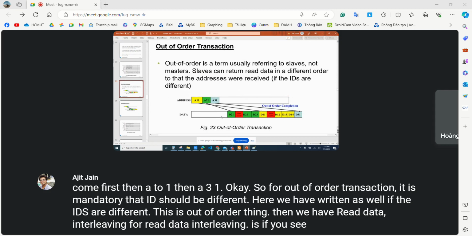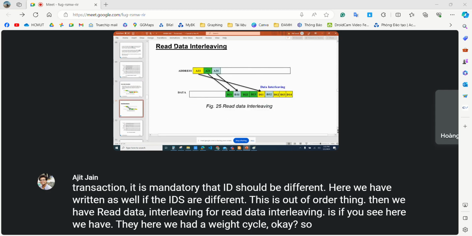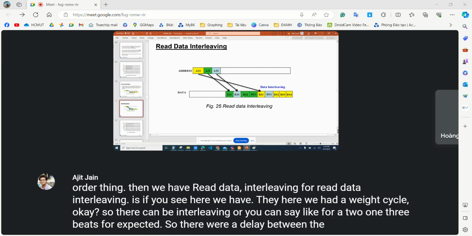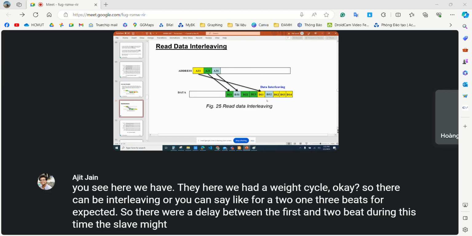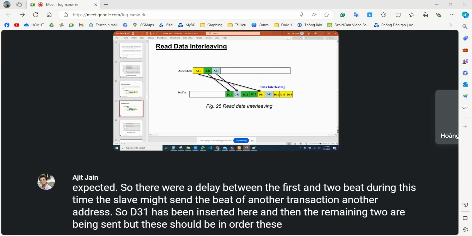If you see here, we had wait cycles. There can be interleaving. For A21, 3 beats were expected, so there was a delay between the first and second beat. During this time the slave might send a beat of another transaction, another address. So D31 has been inserted here, and then the remaining two are sent, but these beats should be in order.